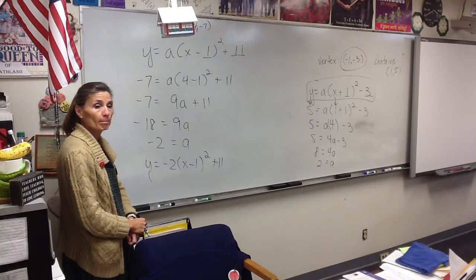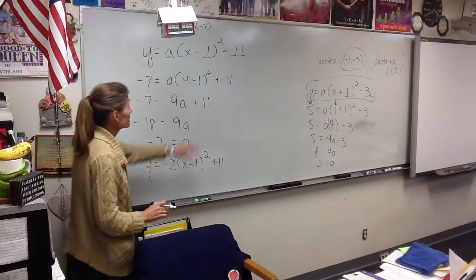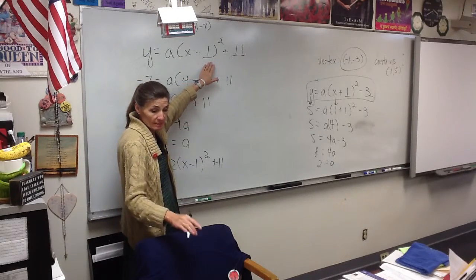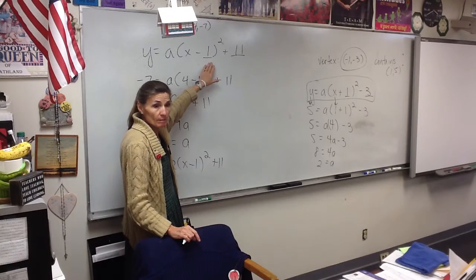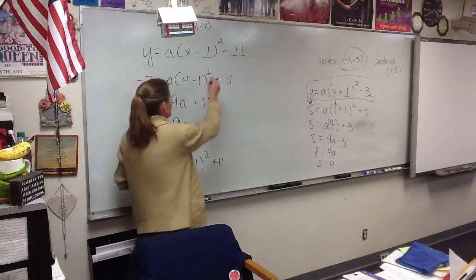In the parentheses, how do you know the other number? Like not x, but... This comes straight from the vertex. It said the vertex was (1, 11), okay. So x minus 1 plus 11. That comes from, these are your vertex numbers.